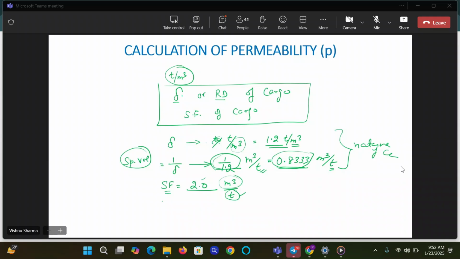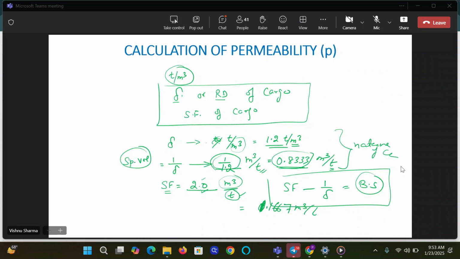So guys, what is the difference between stowage factor and 1 by density? This is your broken stowage. Yes or no? Am I right, beta? Correct? Okay. So now you had 2 cubic meters of space taken on the ship by 1 ton of cargo. Of this 2, only 0.8333 is physically occupied by cargo. How much is the broken stowage? Then broken stowage is 1.1667 cubic meters per ton.